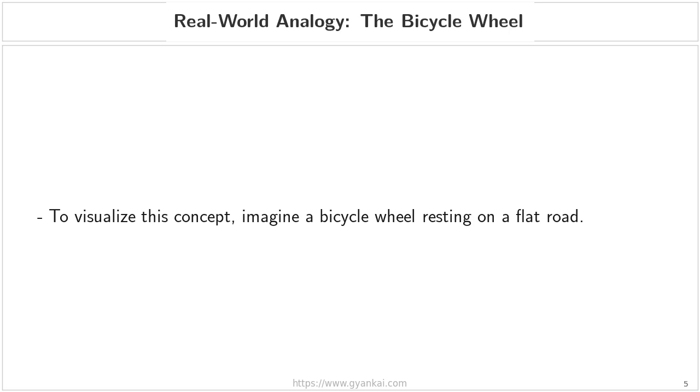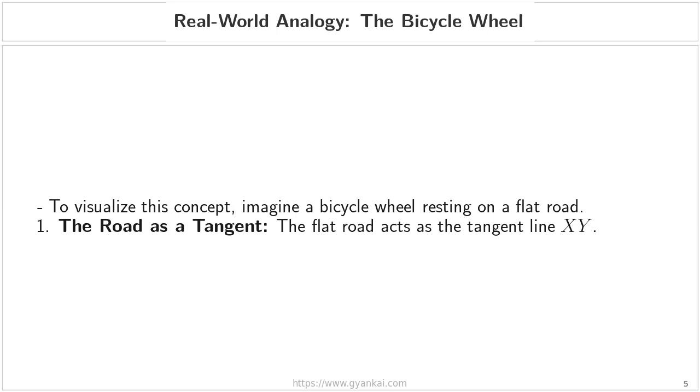Real-world analogy, the bicycle wheel. Now, I know that formal geometric proofs can sometimes feel a bit abstract, so let's step away from the diagrams for a moment and use a real-world analogy to help this concept stick. To visualize what we just proved, I want you to imagine a bicycle wheel resting on a perfectly flat, straight road. First, think of the flat road as our tangent line, which we've labeled as XY.